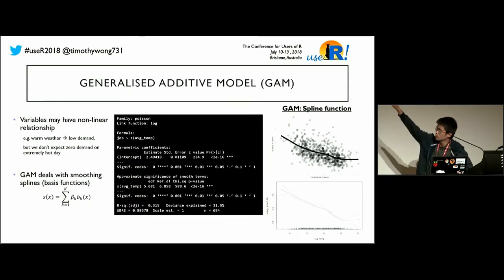On the right-hand side, there's a visualization, a ggplot, showing what the spline looks like. On the x-axis is the input variable, on the y-axis is your response variable, so that's your smoothing spline. The spline is based on a combination of basis functions, and basis functions are what constitute a smoothing spline. So that is a GAM model, and that is the second thing we tried in modeling the number of jobs.